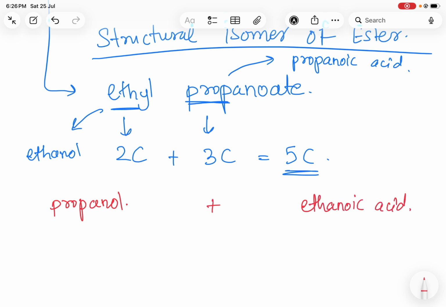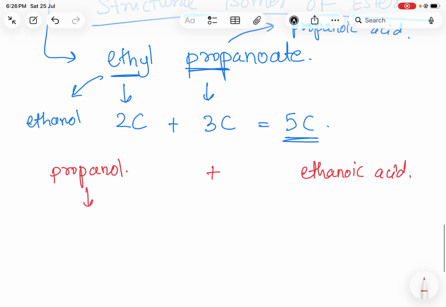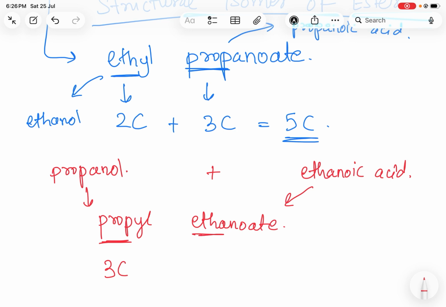When I react both of these, what will I get? The propanol will become propyl and the ethanoic acid will become ethanoate. Here propyl meaning 3 carbon atoms, eth meaning 2 carbon atoms. This will give me a 5 carbon atom compound. So ethyl propanoate and propyl ethanoate are isomers of each other.